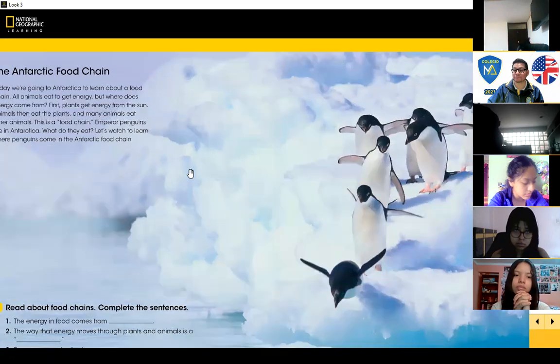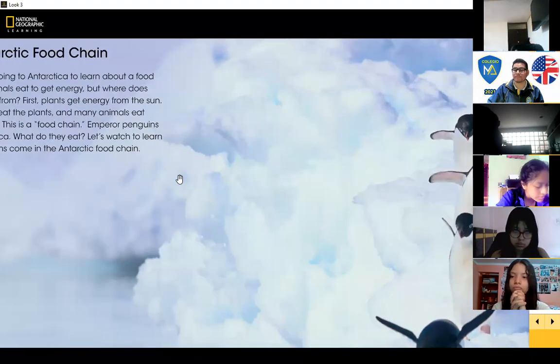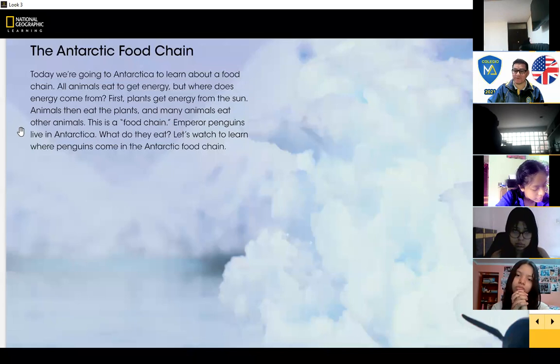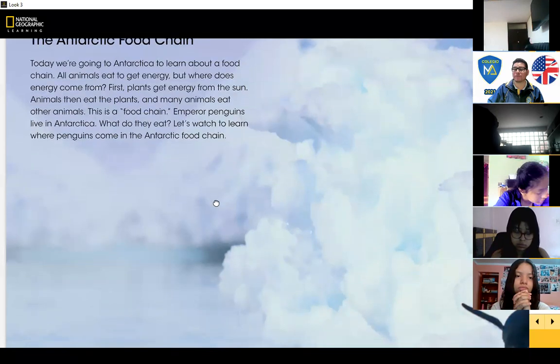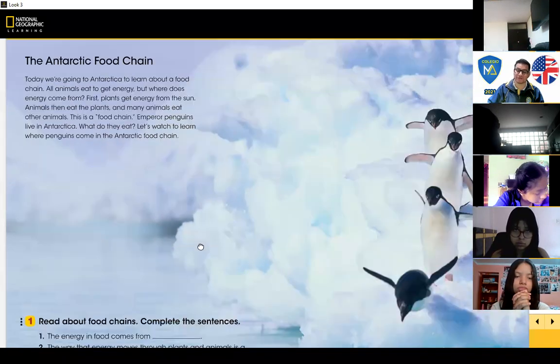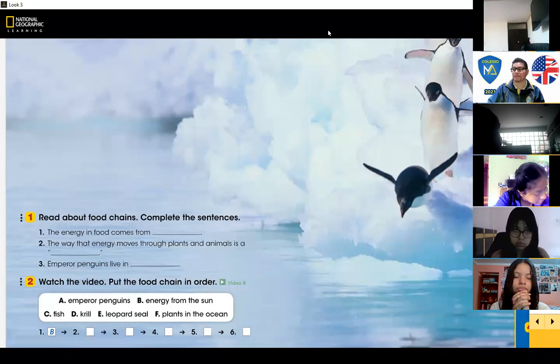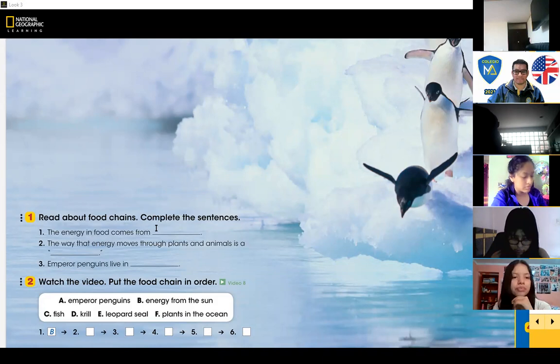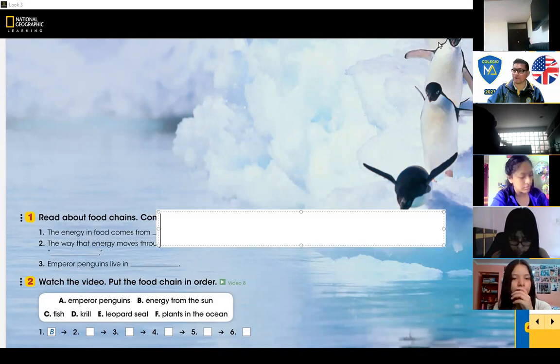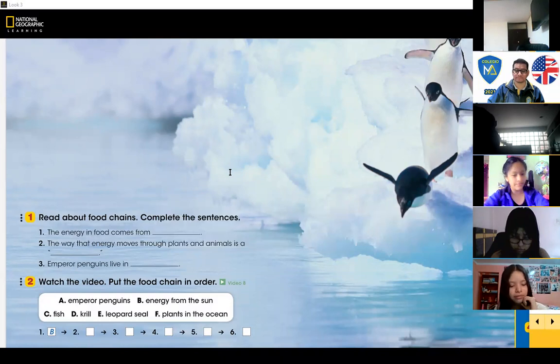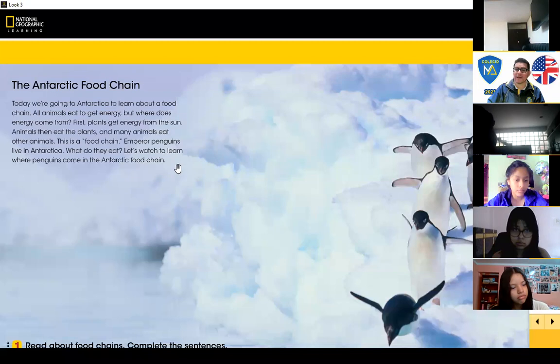These are the emperors. And then they say, emperor penguins live in Antarctica. What do they eat? Let's watch to learn where penguins come in the Antarctic food chain. Okay, now let's see. According to the reading, tell me, the energy in food comes from what do you think? Plants. Okay, the plants, and what else?